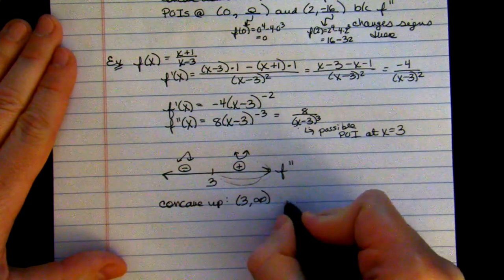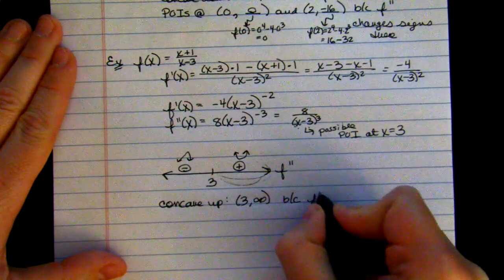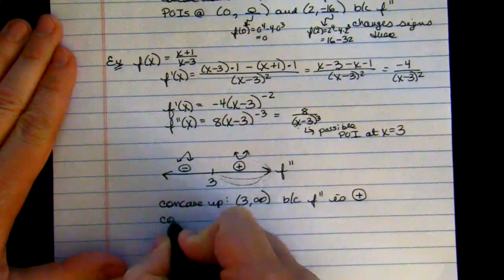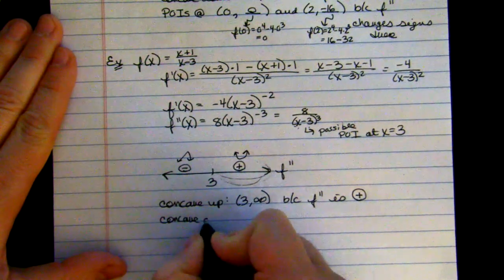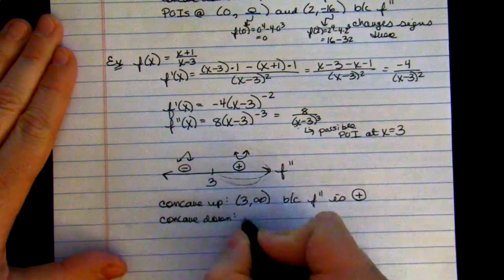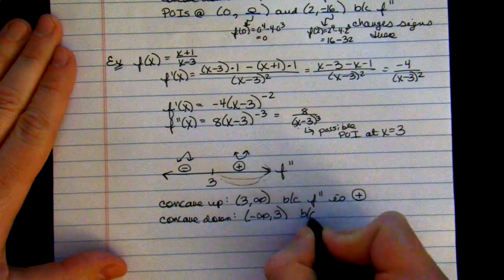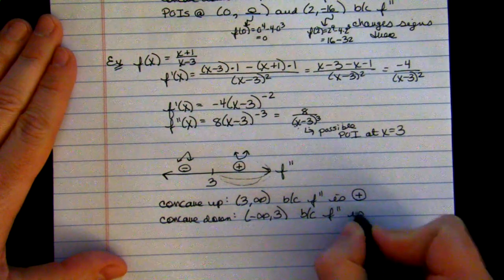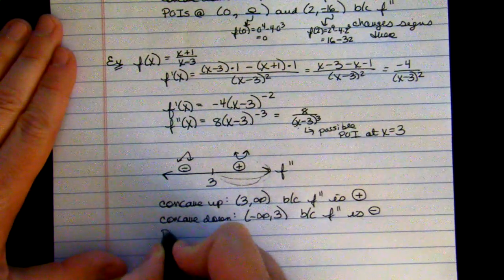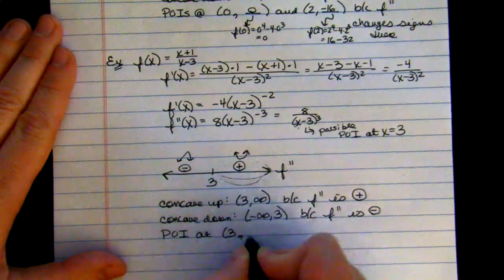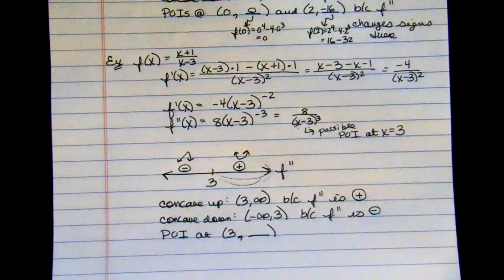Concave up between 3 and infinity because f double prime is positive. Concave down from negative infinity to 3 because f double prime is negative. And then point of inflection at 3 comma, take a moment, plug in. What do we get for the y-coordinate?